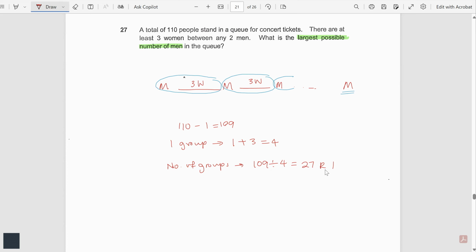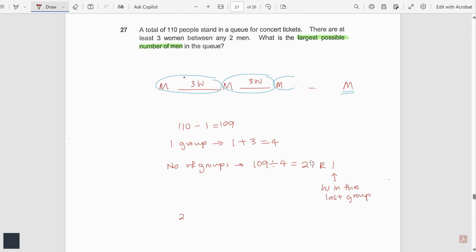So this is the woman joining the last group, the extra person. So there's definitely 27 groups, not 27 plus 1, because this woman joined the last group, right? So there's only 27 groups.